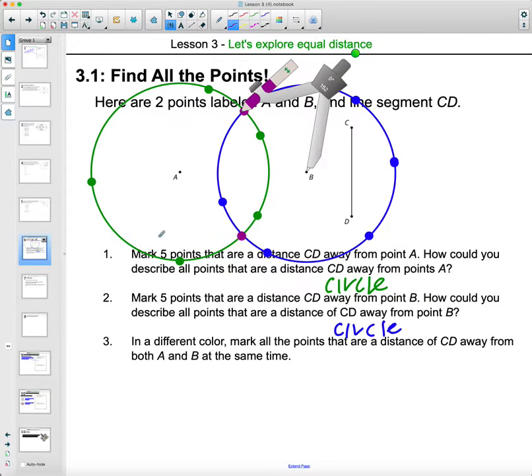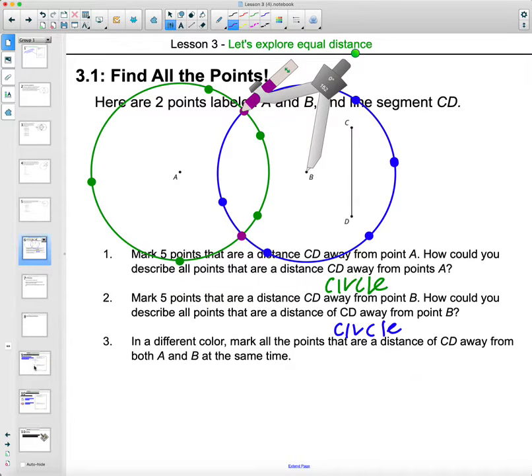We're seeing all the points CD distance away from A. There are no extra points besides these that are that distance away from A or that distance away from B. So we're seeing everything here. So there are 2 and only 2 points.